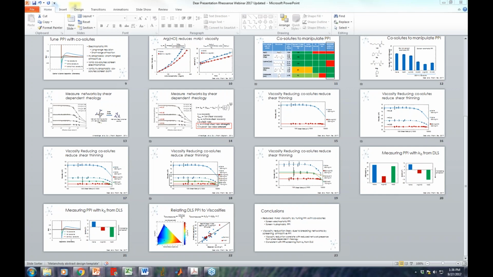But as long as you get a significant measurement, enough scattered light intensity, you could do that measurement as low as you want. So for the shear dependent rheology, again, you could do it for a buffer as low concentration as you want, as long as the rheometer you're using is accurate in the viscosity range you're looking at.